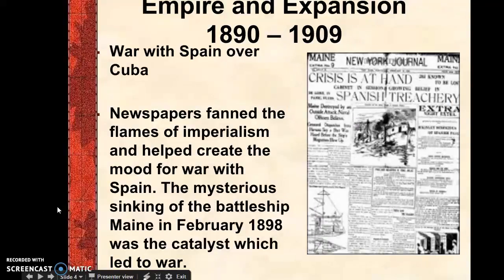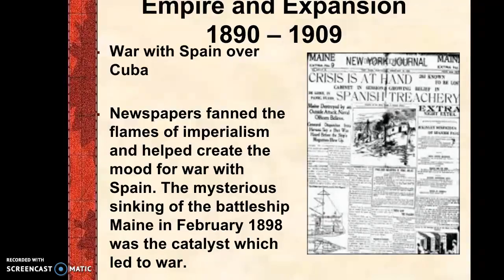War with Spain over Cuba is the next section. Newspapers fanned the flames of imperialism and helped to create a mood for war with Spain. The mysterious sinking of the battleship Maine in February 1898 was the catalyst which led to the Spanish-American War.